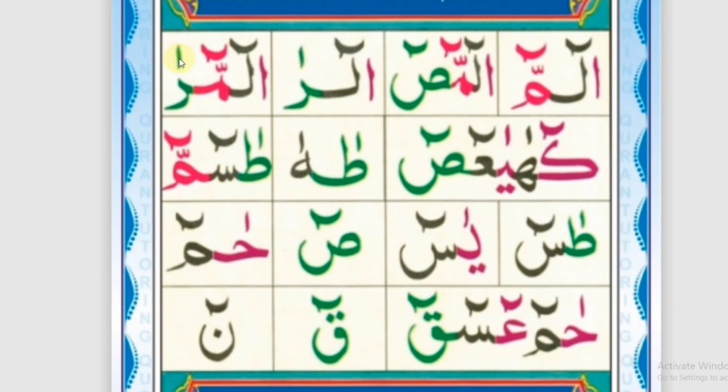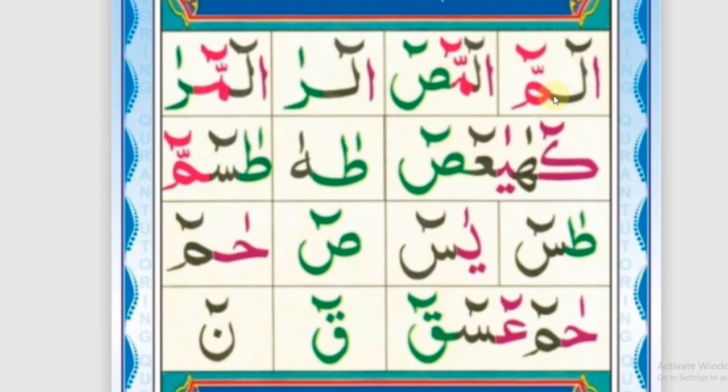And standing fatha means make a stretch for 1 second. MADD means make a stretch for 3 seconds. Standing fatha means make a stretch for 1 second. So let's start our lesson from the beginning. Alif. The first letter is alif, and alif has no MADD. That's why we will not stretch alif. We will just say alif.